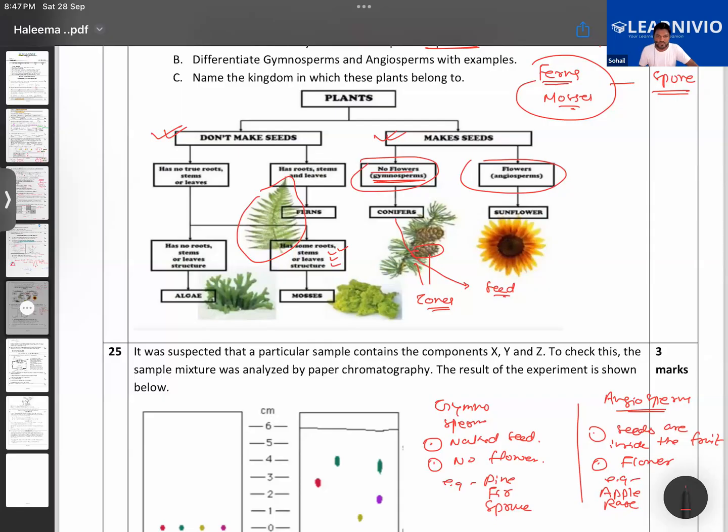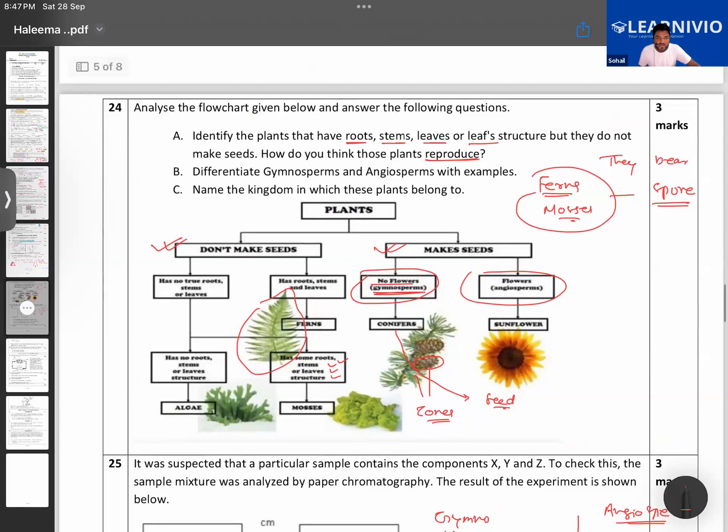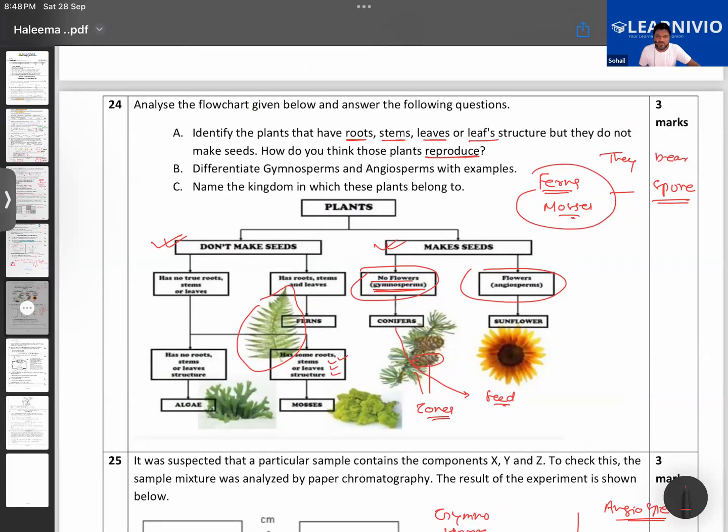Okay. So that is the case with this. Hope question number 24 is clear to you. Yes, sir. One more question: name the kingdom to which these plants belong. I think in general it is asking. It's actually asking about the gymnosperm and the angiosperm. So they both belong to the kingdom Plantae. The name of the kingdom to which they belong is Plantae.